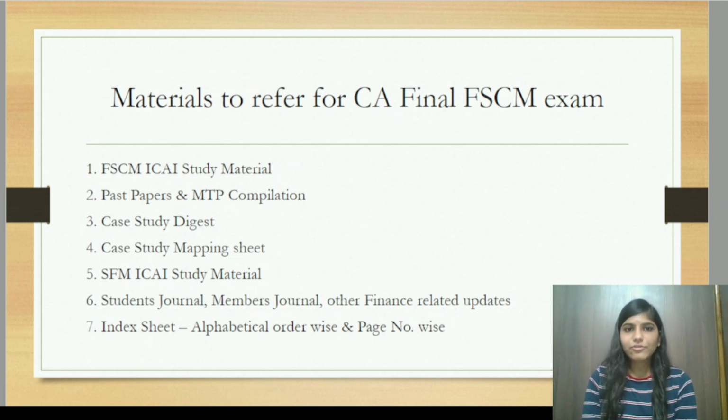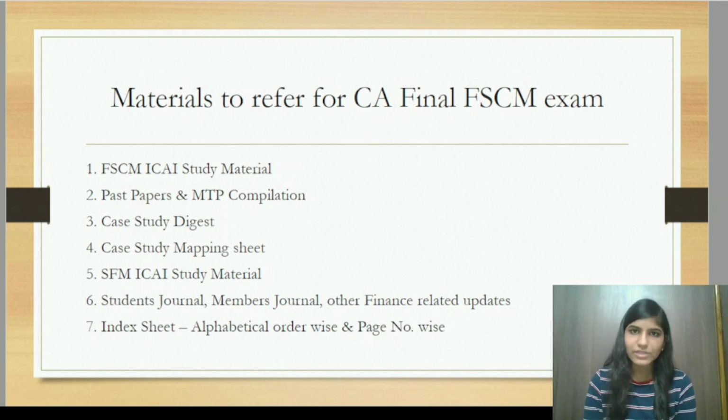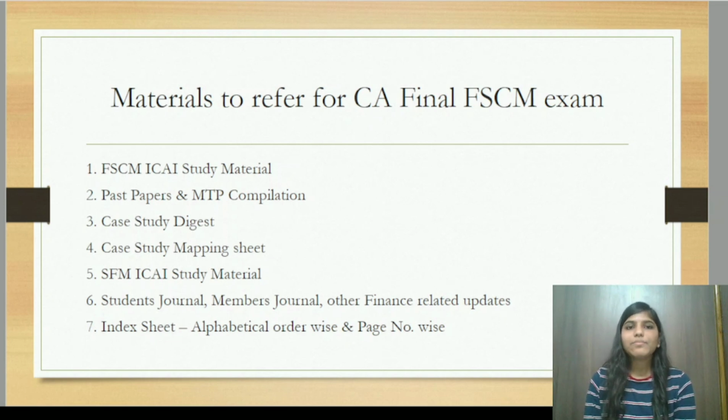Firstly, I would like to list down the materials which you can use for the CA Final FSCM exam. Like you can see, this is a general list and you can modify it according to the classes you have taken. So you can include your class reference materials, you can include your class notes as well. Now in this list, I shall be proceeding with the general list itself so that I can break it down further in detail and explain to you the importance of each material which I have listed down here.